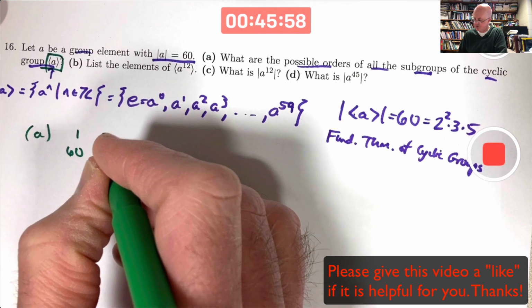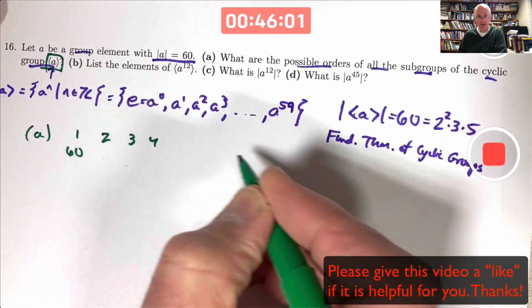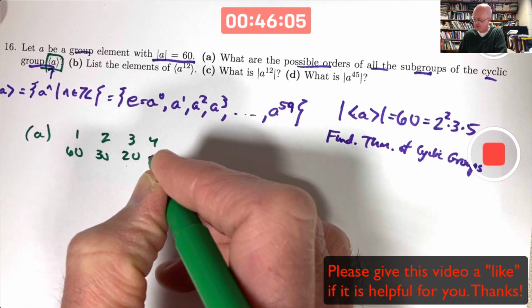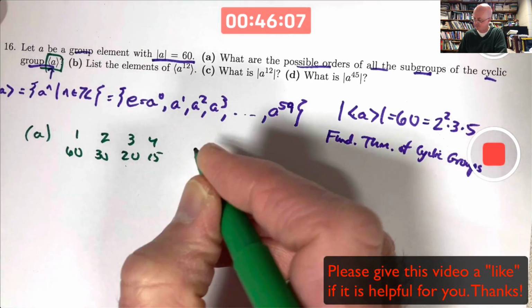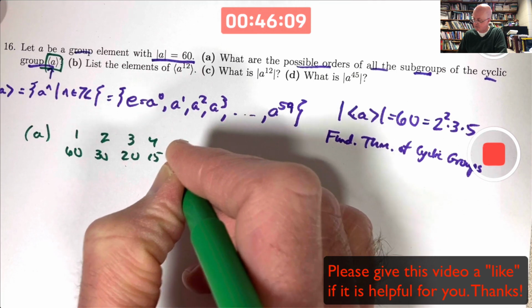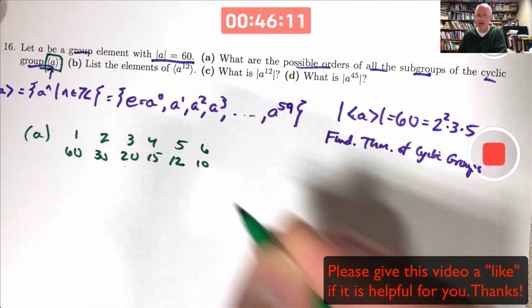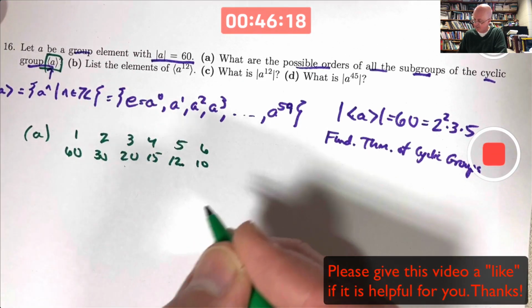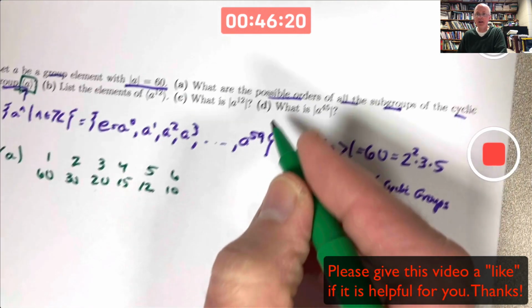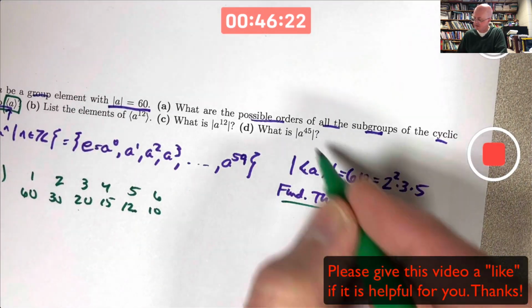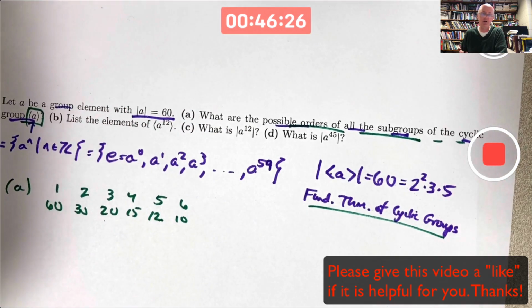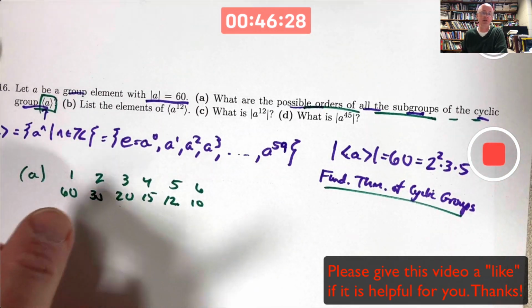Other divisors include 2, 3, 4, etc. 2 times 30 is 60, 3 times 20 is 60, 4 times 15 is 60. 5 would go with 12, 6 would go with 10, and that would be it. There are 12 positive integer divisors of 60, these 12 numbers. These are then, by the fundamental theorem of cyclic groups, the possible orders of all the subgroups of this cyclic group. And moreover, you can also say there is exactly one subgroup of each of these orders.